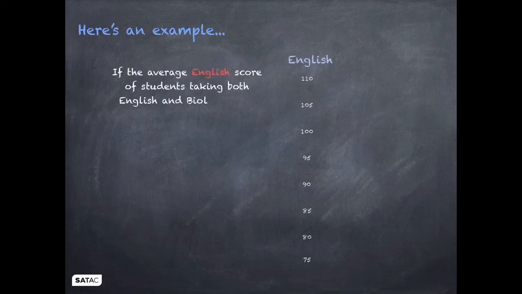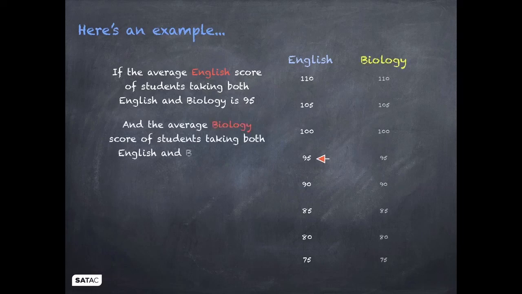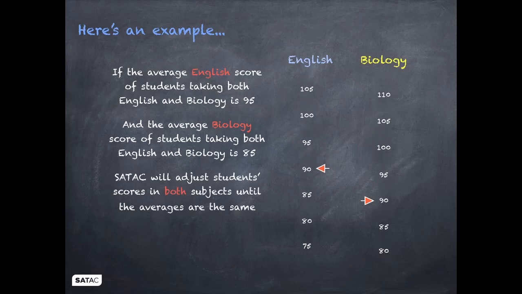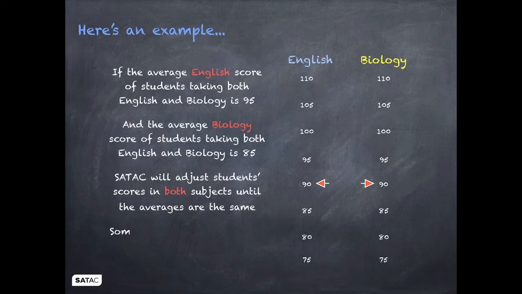In this example, if the average English score of students taking both English and biology is 95, and the average biology score of students taking both English and biology is 85, SATAC will adjust student scores in both subjects until the averages are the same. Some students' scores will be scaled up and some down.